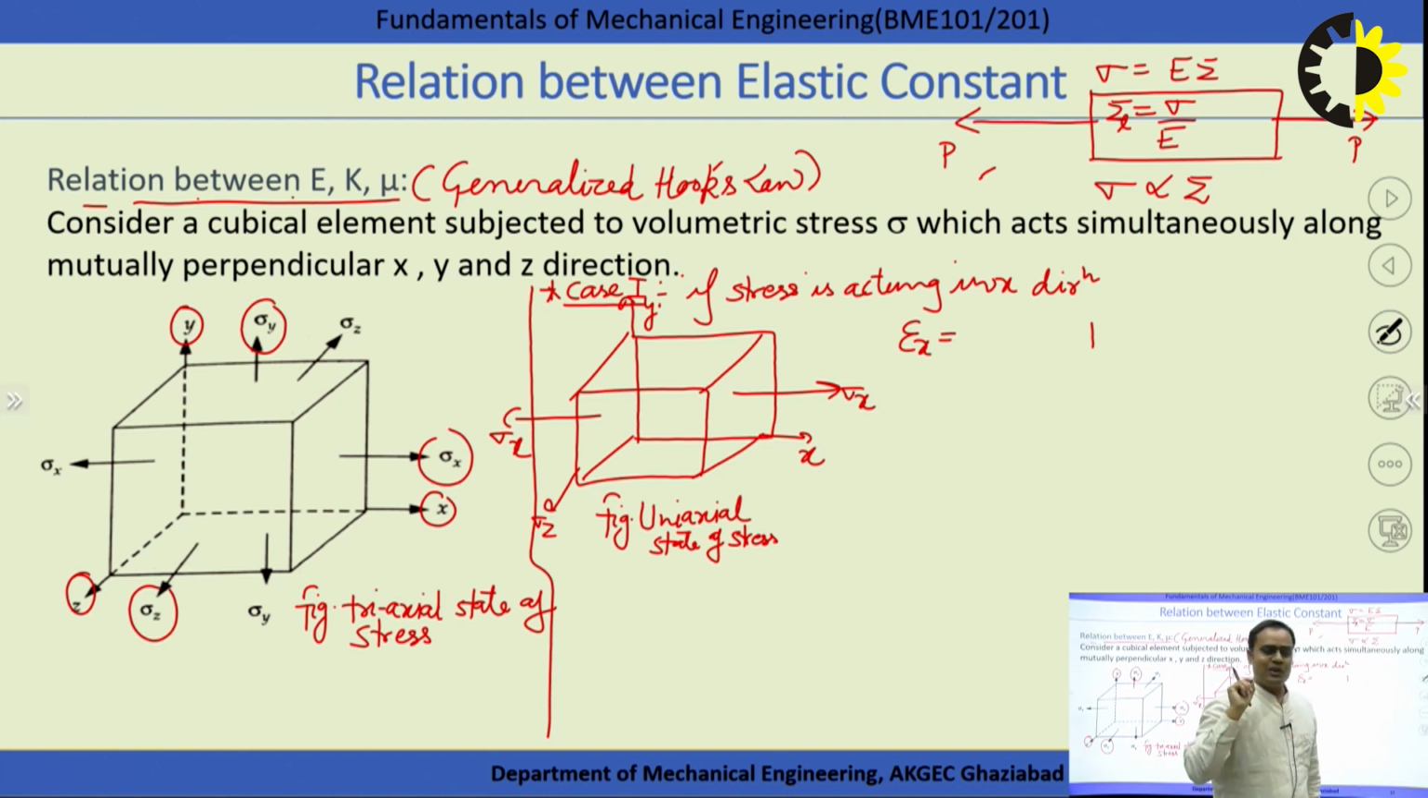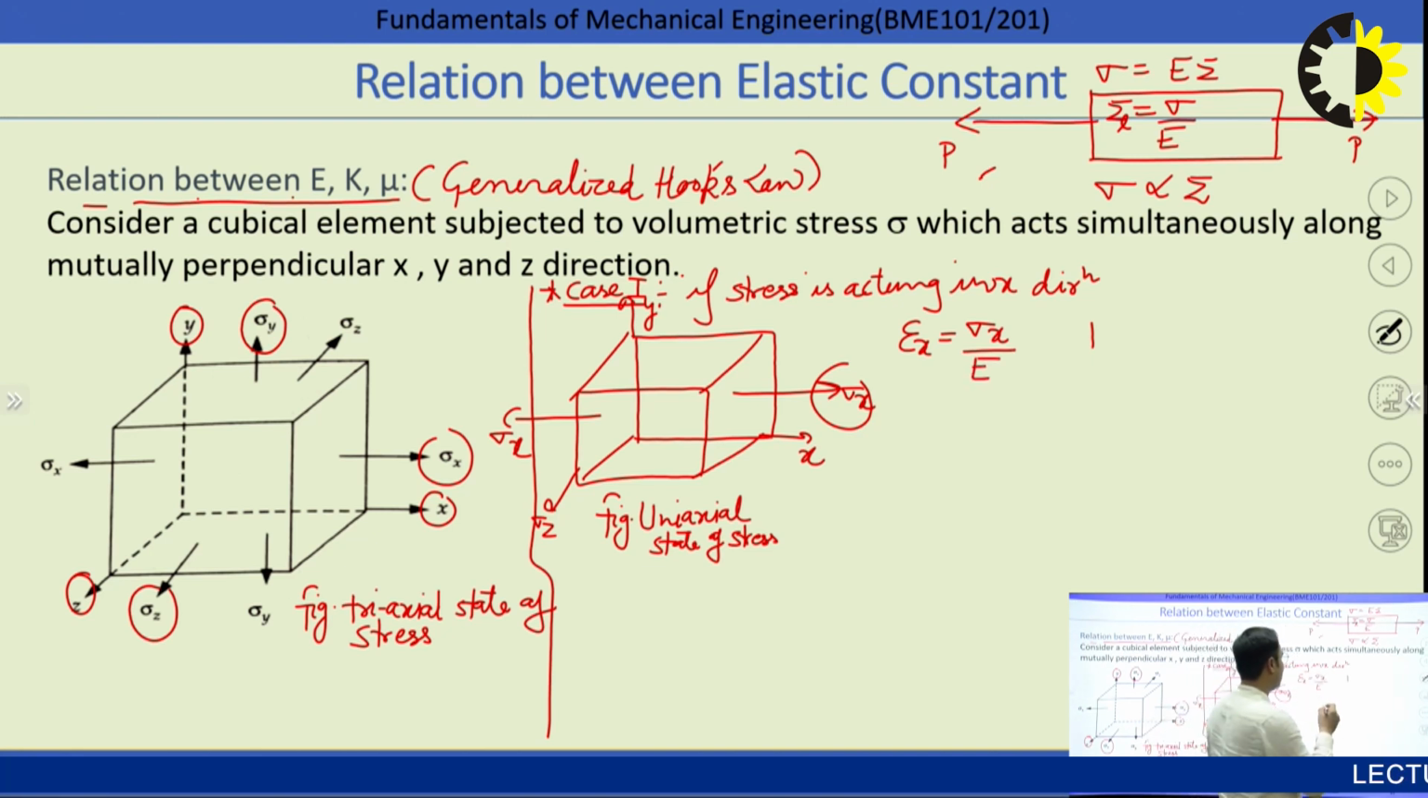So what is the value of longitudinal strain due to the uniaxial state of stress? That is sigma by E. And in that case, how much is the stress acting? Sigma x. So what is the value of this? Sigma x, and E is the modulus of elasticity. And what is the value of strain induced in the y direction?